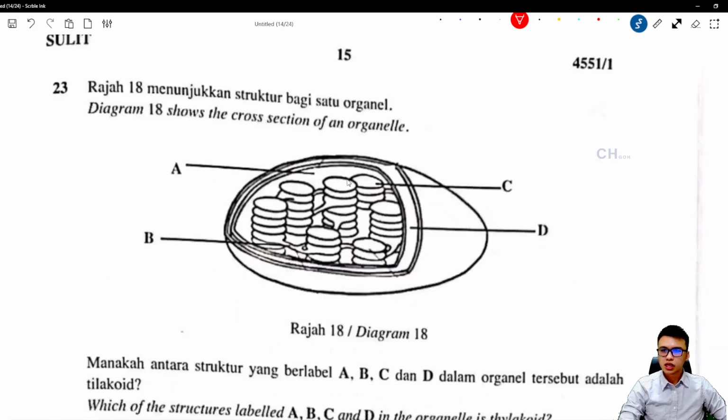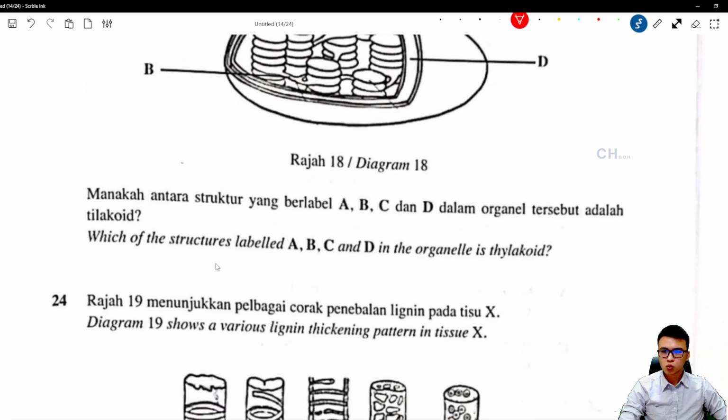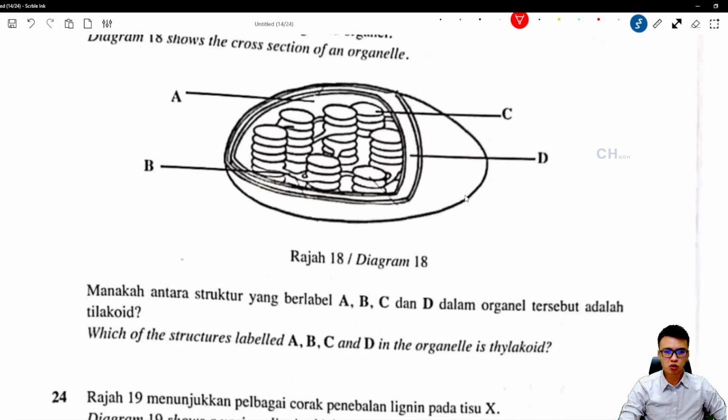Question 13. Diagram 18 shows the cross sections of the organelles A, B, C, and D. Which of the labelled structures A, B, C, D is the organelle thylakoid? So the thylakoid is actually referring to the pancakes. So the pancake here should be C. This is the pancake. D is the inner membrane. A is the stroma.